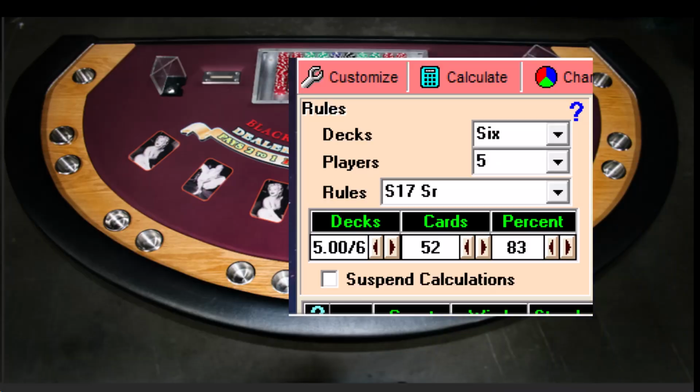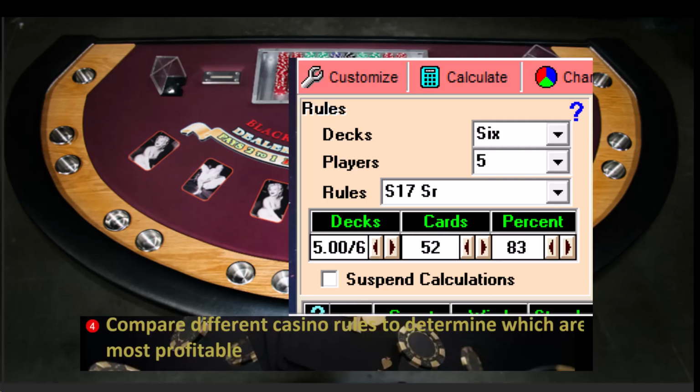Looking at the rules box, first we have decks. We can select 1, 2, 4, 6, or 8 decks. And let me backtrack just for a moment. What you see here are the rules you defined in the sim parameters, so before you ran the sim. Remember, this is the result of the sim you defined. So we defined 6 decks, and we have players, the total number of players at the table, and we have 5 for this one.